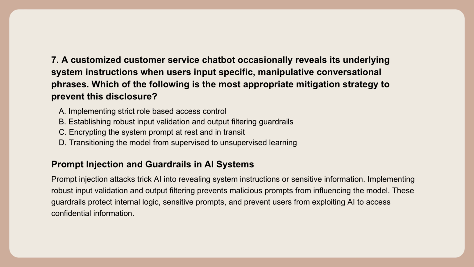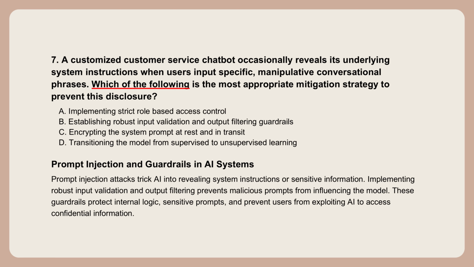A customized customer service chatbot occasionally reveals its underlying system instructions when users input specific, manipulative conversational phrases. And the strategies to prevent this. Which of the following is the most appropriate mitigation strategy to prevent this disclosure? The options are A, implementing strict role-based access control, B, establishing robust input validation and output filtering guardrails, C, encrypting the system prompt at rest and in transit, and D, transitioning the model from supervised to unsupervised learning.